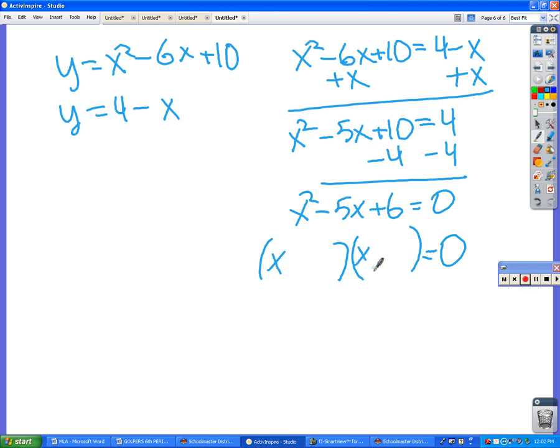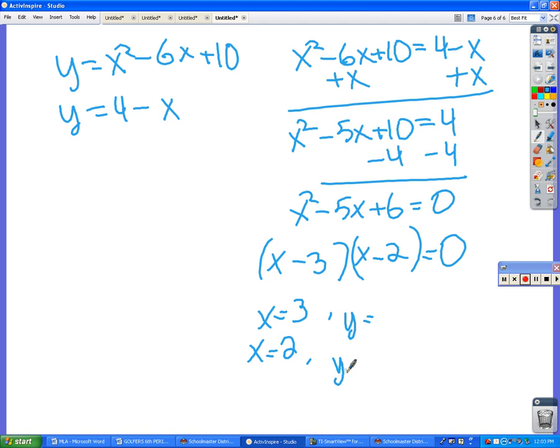Two numbers that multiply together to give me positive 6, add to give me negative 5. Okay, negative 3 and negative 2. Because negative 3 plus negative 2 is negative 5, and negative 3 times negative 2 is 6. So what are my two x answers that work? 3 and 2. Okay?